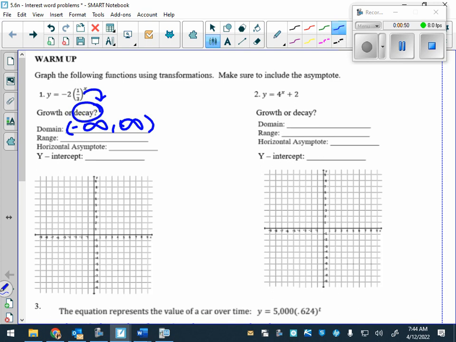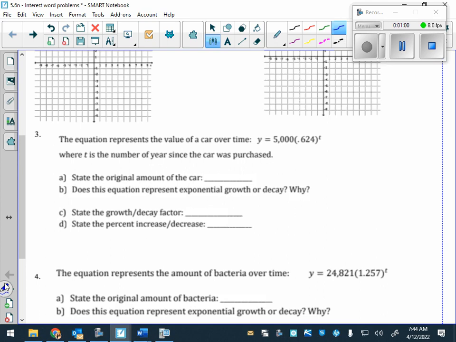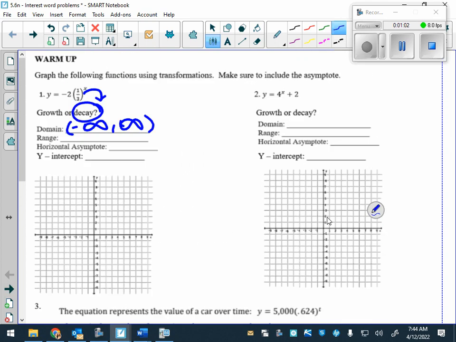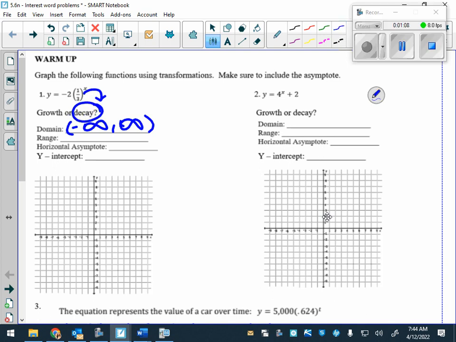Okay, so for this one, what is our horizontal asymptote? Who has that? Nick? 0. Okay, our horizontal asymptote is 0. If you do not see anything added or subtracted on the outside, it's automatically 0. Now, what is happening with this graph?